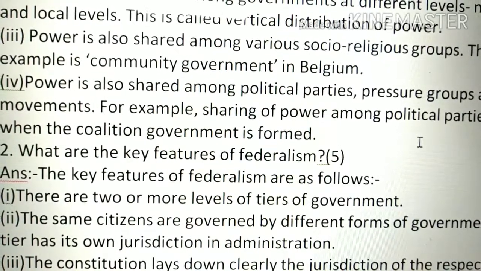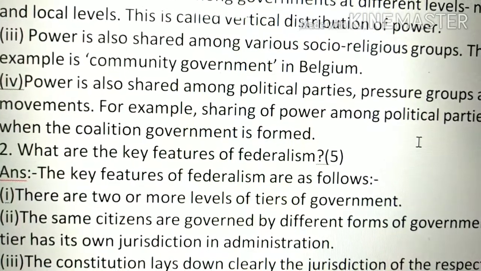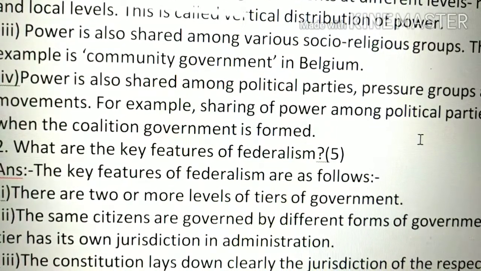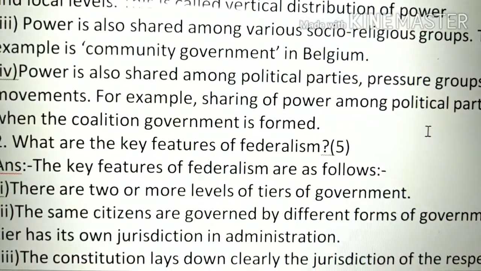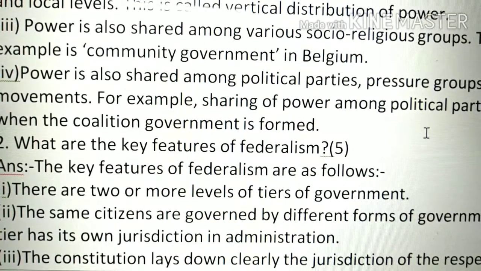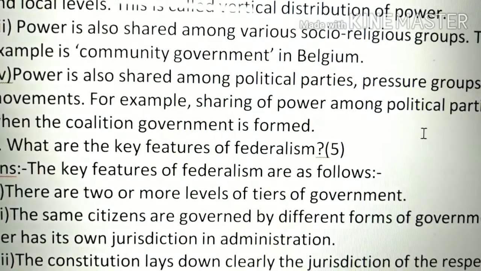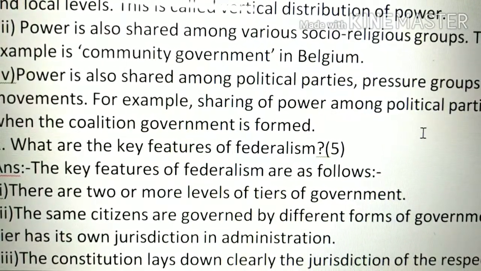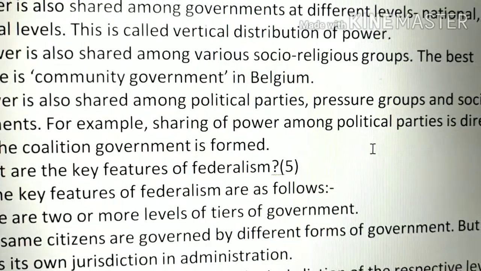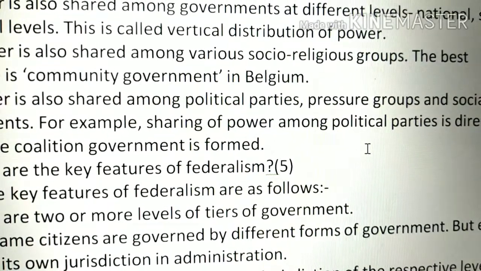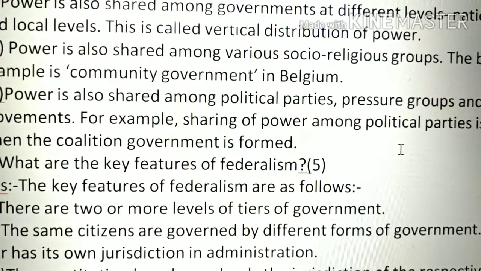Question number 2. What are the key features of federalism? The key features of federalism are as follows. Point number 1. There are two or more levels or tiers of government. Point number 2. The same citizens are governed by different levels of government, but each tier has its own jurisdiction in administration.